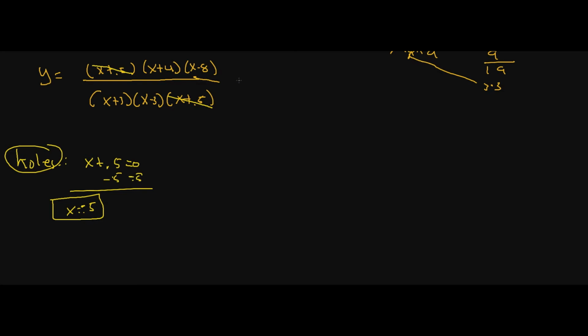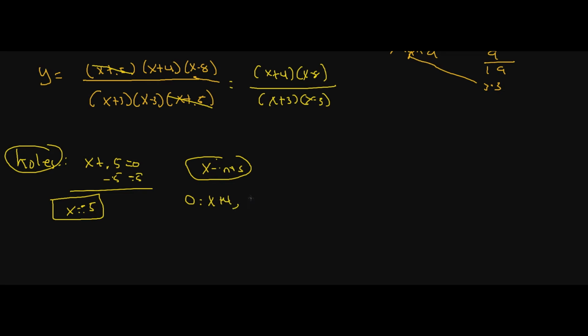All right, I'll just rewrite this so that it's nicely organized. x plus 4, x minus 8, all divided by x plus 3, x minus 3. Well, to find the x-intercepts, I set the numerator equal to 0. Here we're going to get x is equal to negative 4, and here we're going to get x is equal to positive 8.